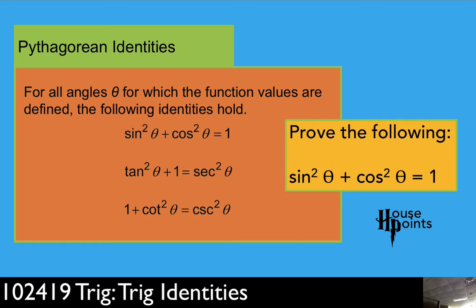So, who wants to earn some house points? Anyone? You? Good. Cool. Prove the first one. Want to try? No, that's just the identity. How can you prove it? You want to take a stab at it? It can be a team effort.